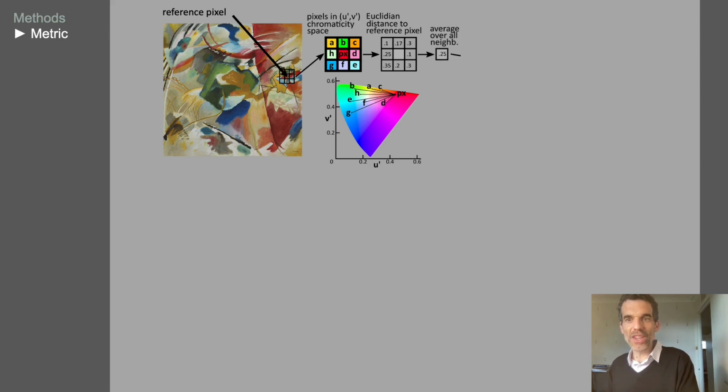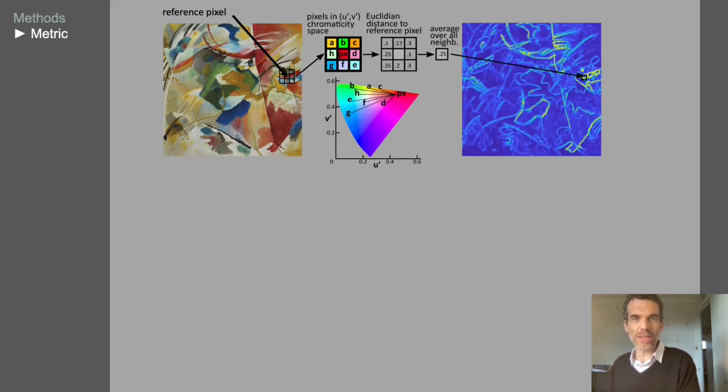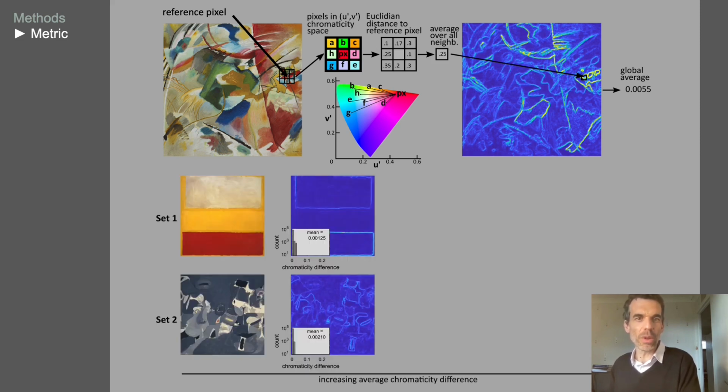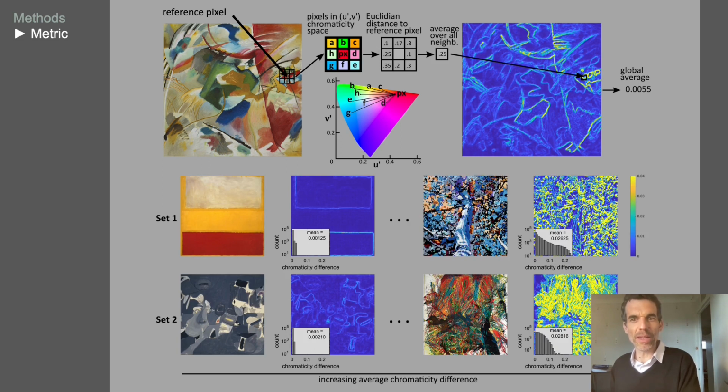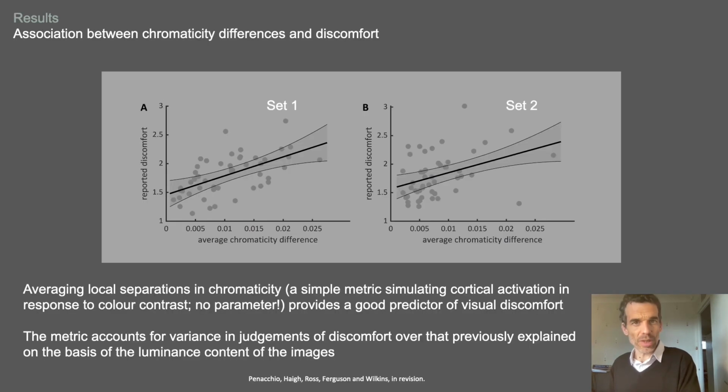Finally, we average all these different distances, and we did that for all the pixels in an image. So when doing that, we get a single number for each image. We did that for all the images in the two sets of stimuli. So we found that average chromaticity difference predicted well visual discomfort and accounted for a part of variance that wasn't accounted for by models based on deviation with respect to the 1/f structures of natural scenes, so on luminance.